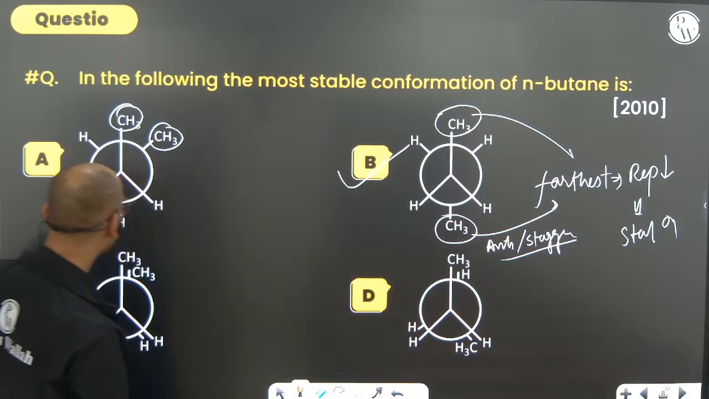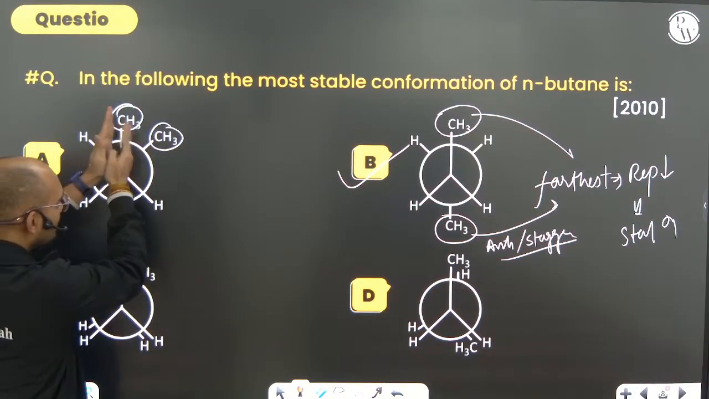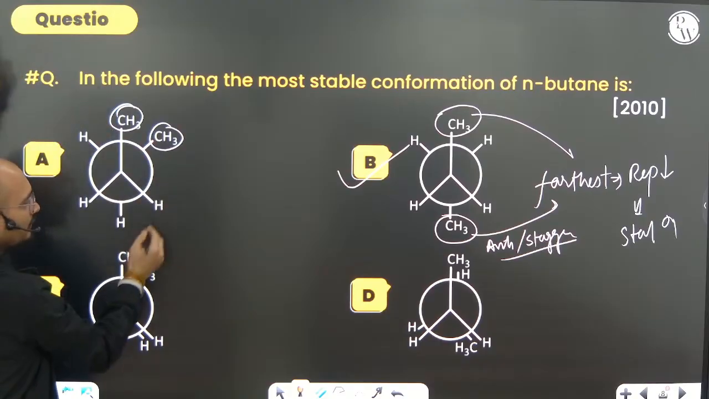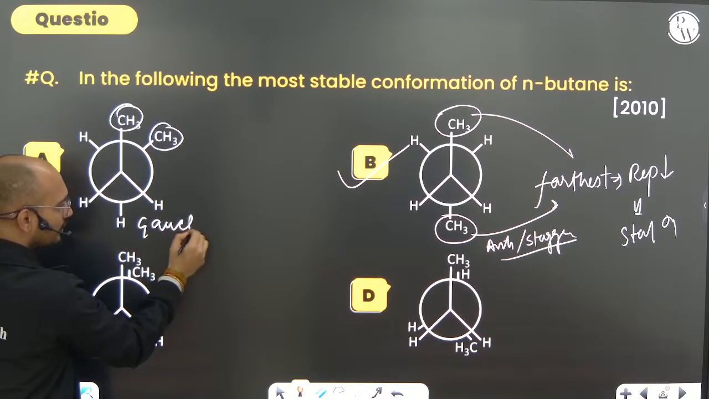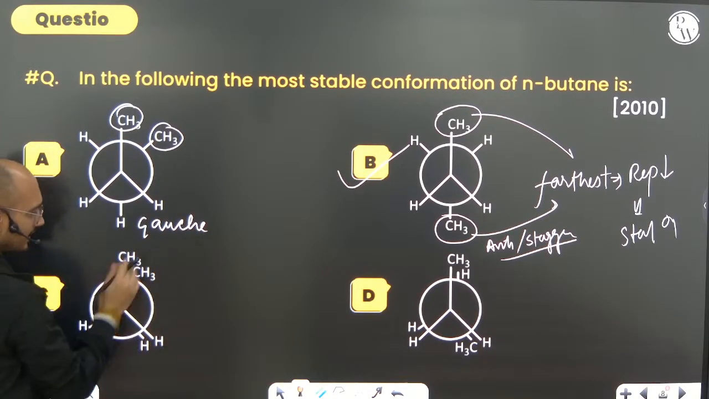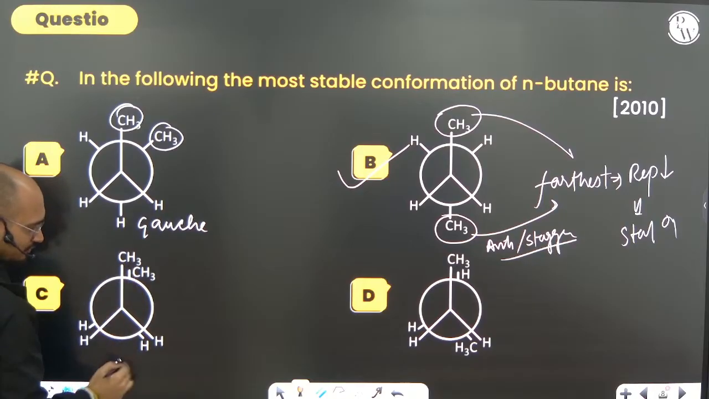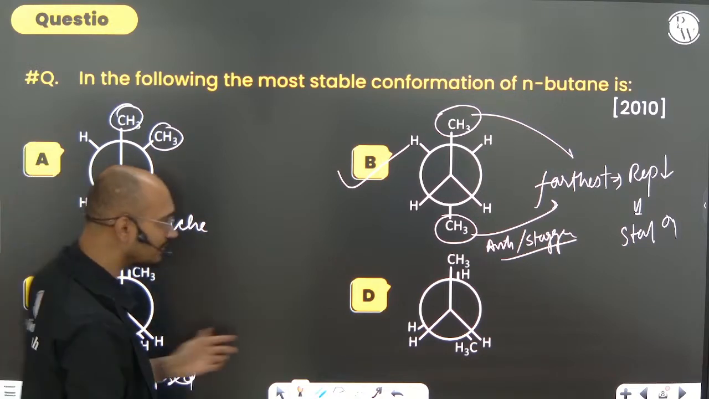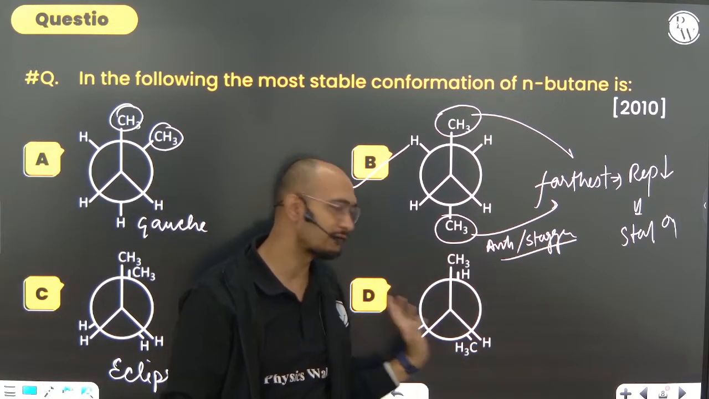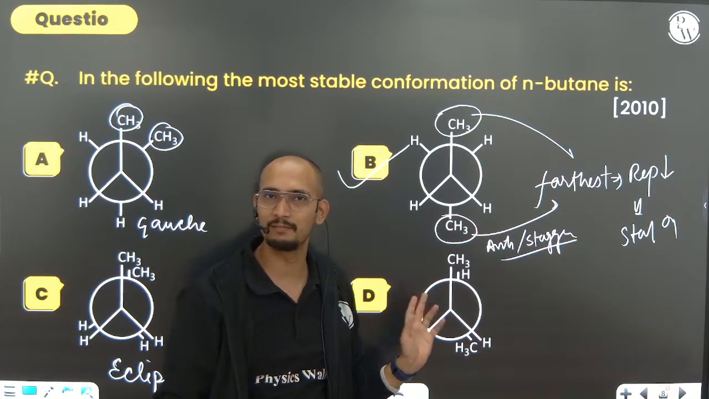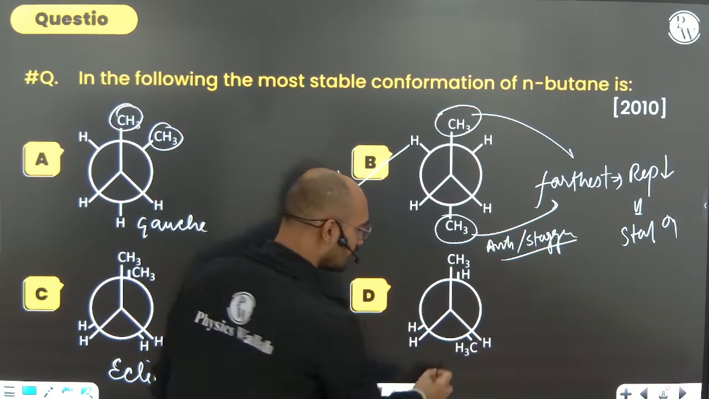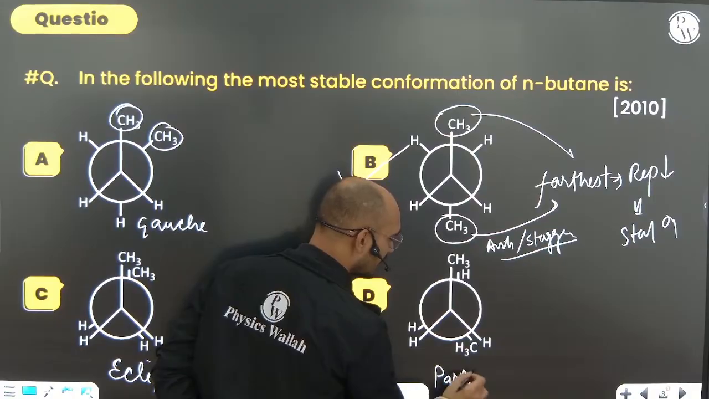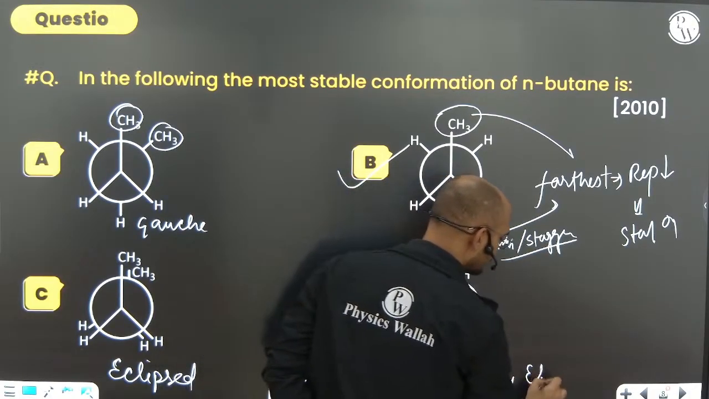Now, what is next? Can you see? Here it is just 60 degrees. So what do we call it? We call it gauche. It is called gauche. Next, what is this? This is just eclipsed. Same groups are behind each other. It is called eclipsed. Can you see? Here also one group is just behind another group, so it is also eclipsing, but not the same group. So this is called partially eclipsed.